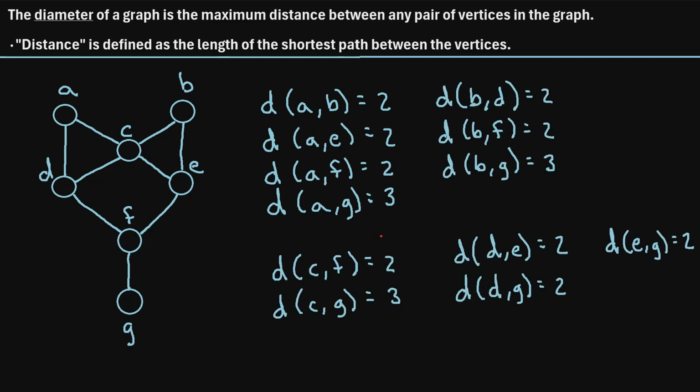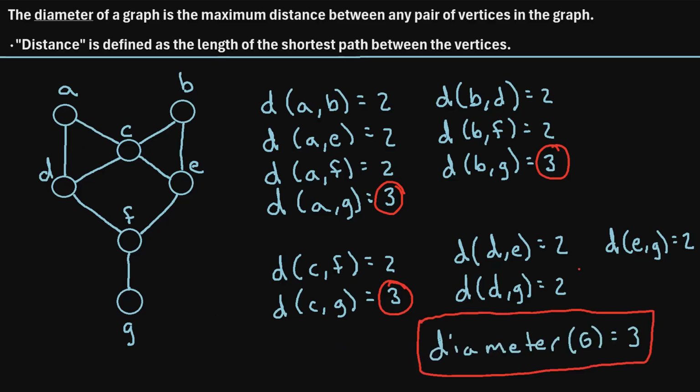All right, so when we calculate the distances between every pair of vertices in the graph, we'll find that the largest distance that appears, 3 different times, is a distance of 3. So we would say that the diameter of this graph, let's call it graph G, is 3. So that will be our final answer for this one. So that was just a quick example of how to find the diameter of a graph.